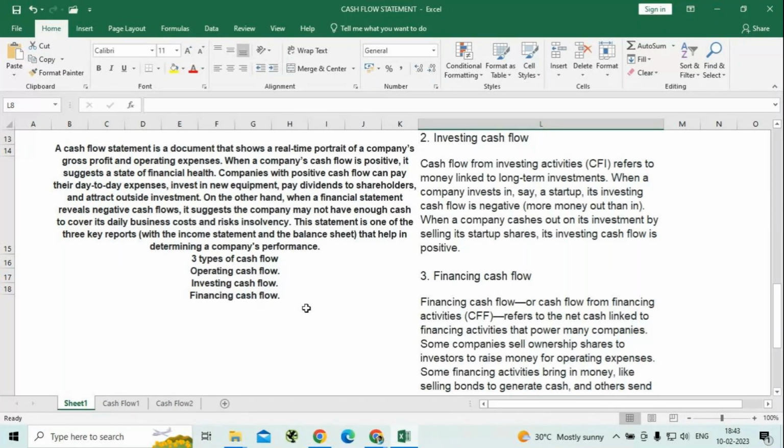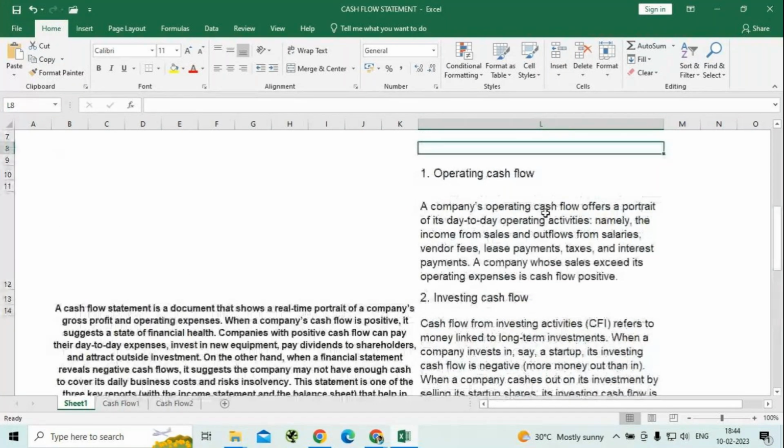There are three things you are supposed to take care of when you prepare the cash flow statement. It is divided into three parts. The first one talks about the operating activities, which we also call cash flow from operating activities (CFO). Then cash flow from investing activities. Operating activities involve all the regular activities that we do on a daily basis.